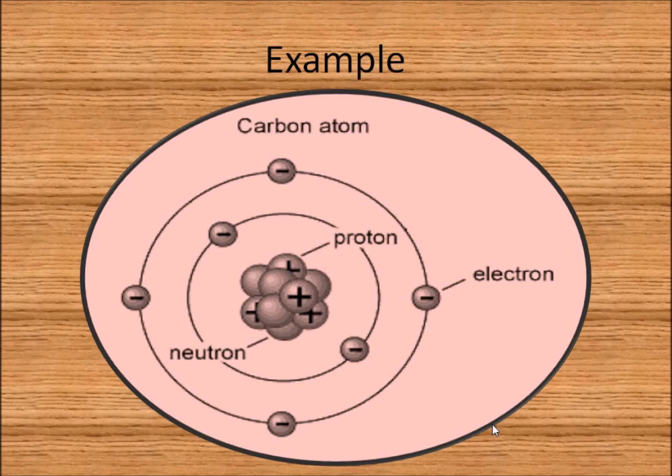So let's take an example of a carbon atom so that you can make it more clear. Here you can see the picture of a carbon atom with the protons and neutrons at the center of the atom, and the electrons which are revolving around the center of the atom in fixed shells.